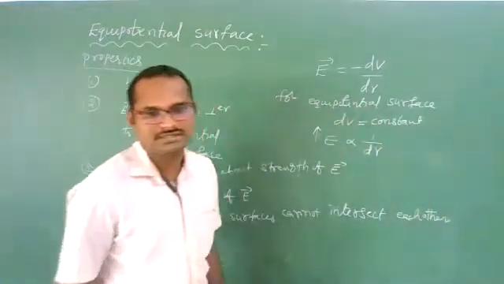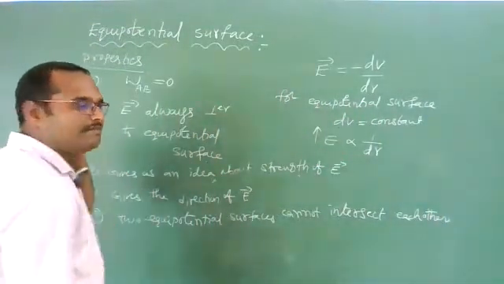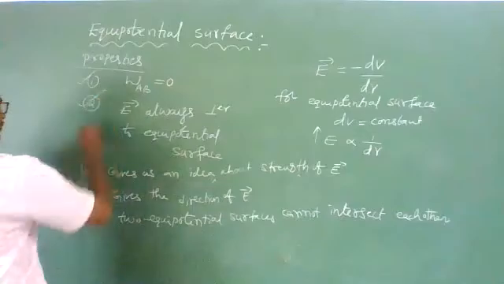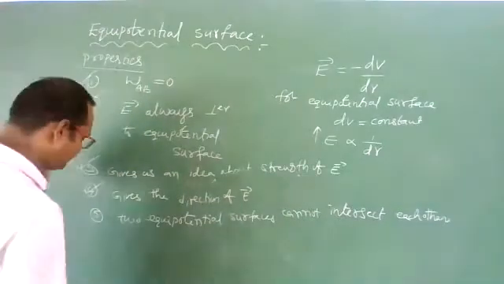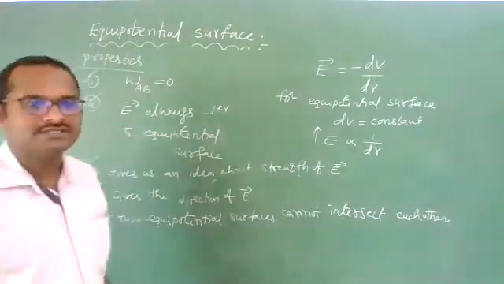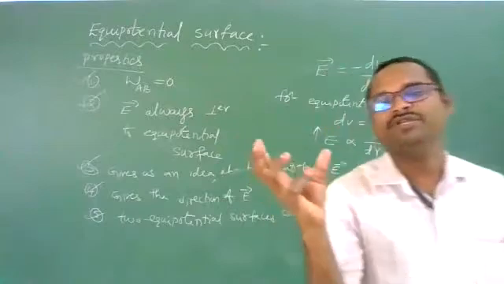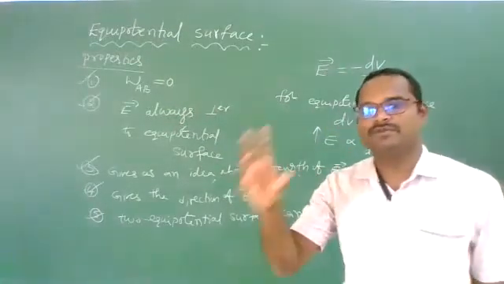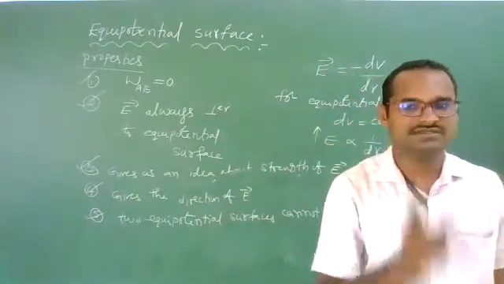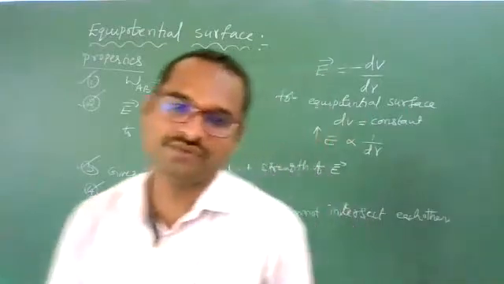Okay, yes, these are the points. Students, mainly remember the first point, second point, third point, fourth point, and fifth point also. Yes, five points. These questions, define equipotential surface and write the properties of equipotential surface, they may ask you in your board exam.